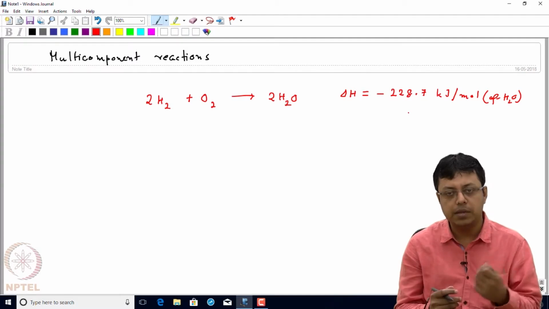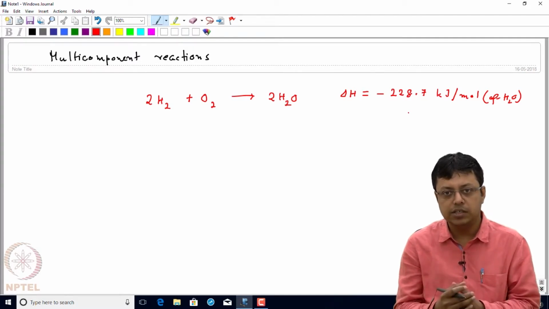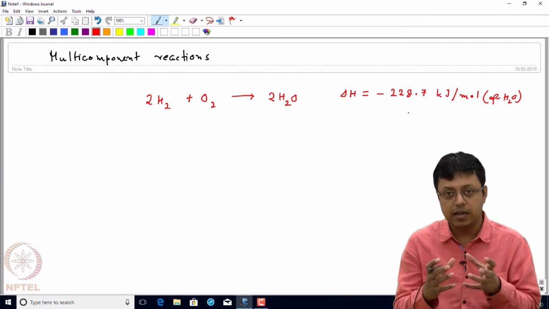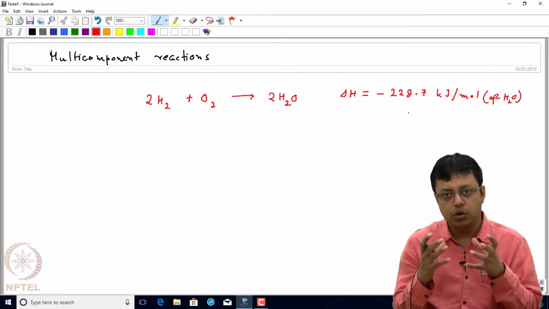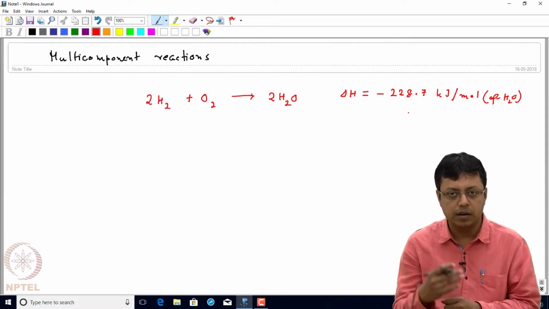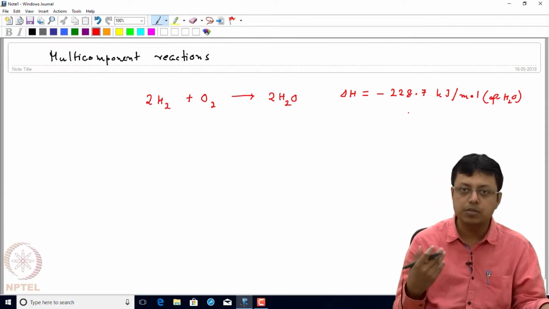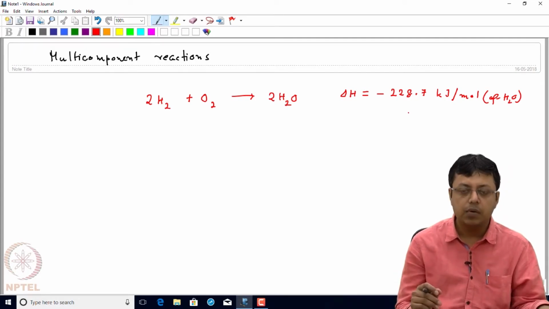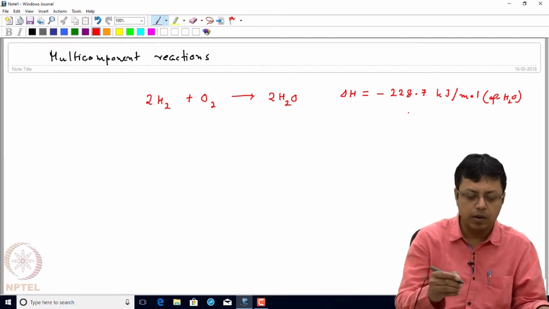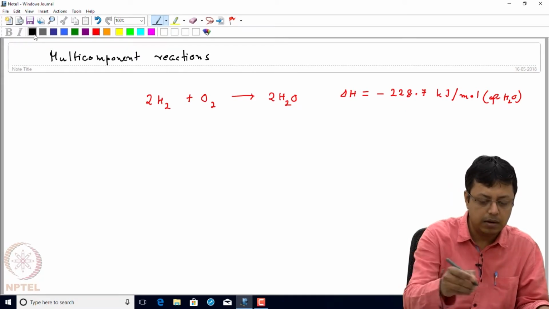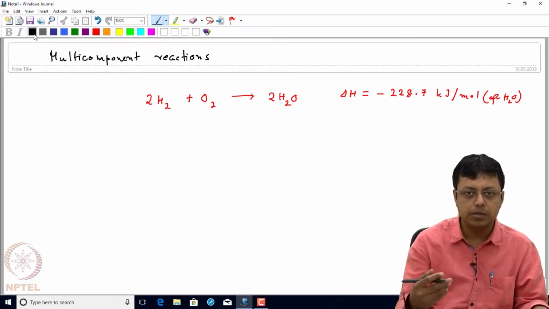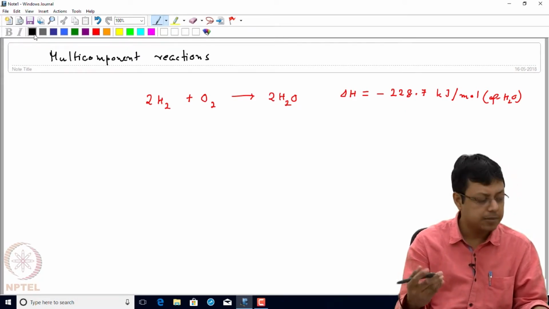And then what happens, some radicals are initially generated, and those radicals help this reaction proceed further to produce water. Now there have been many proposed mechanisms for this reaction, and one of the very well accepted mechanisms, which I am going to write here, involves several steps.